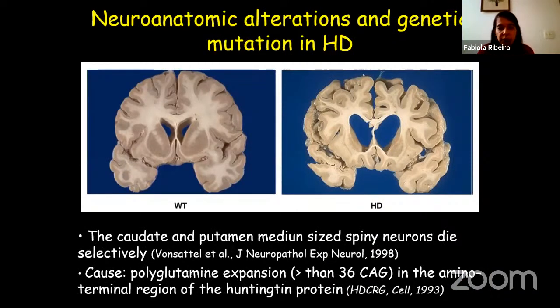Huntington's disease is characterized by a specific neuronal cell loss. Here we can see a post-mortem brain of an HD patient. In this region that's called caudate putamen in primates, or striatum in rodents, we can observe that this region is pretty much atrophied. This caudate putamen is mostly constituted of medium-sized spiny neurons, which are GABAergic neurons, and these neurons die specifically in the disease. The cause of this neurodegeneration is a mutation in the gene that encodes the huntingtin protein. When the huntingtin protein has more than 36 glutamines in the amino-terminal region, it will lead to the disease.